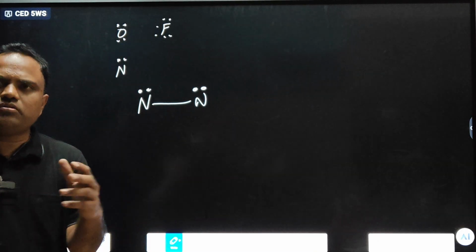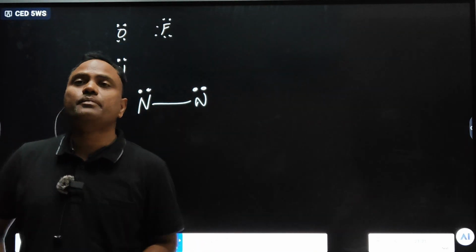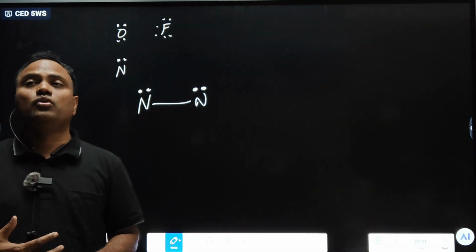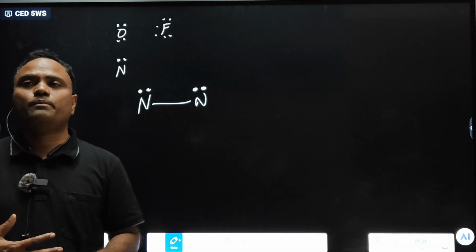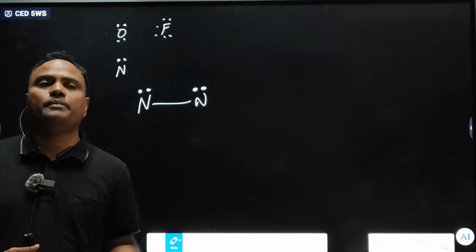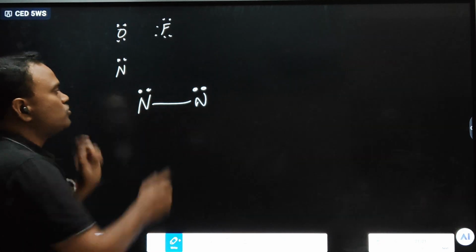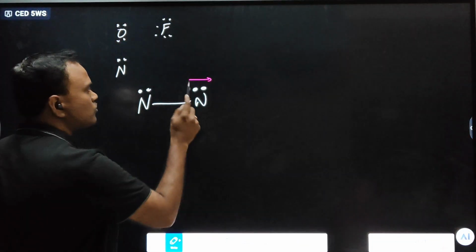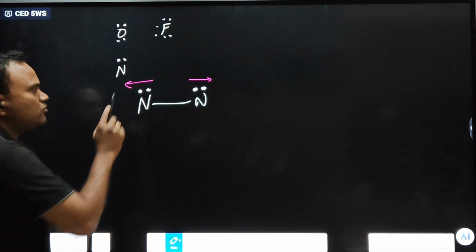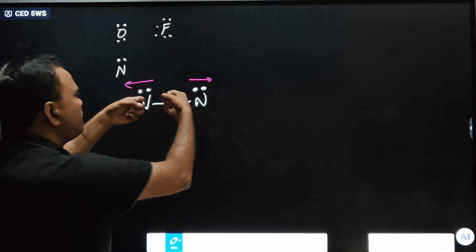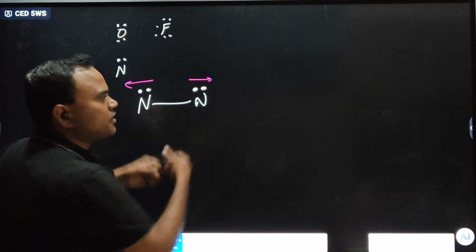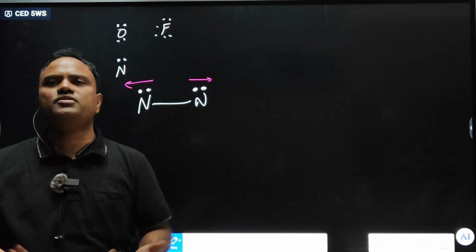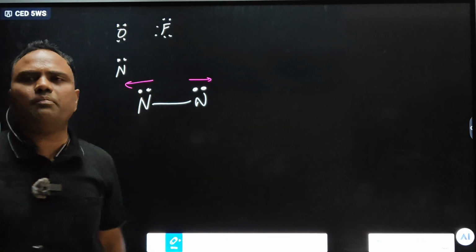You tell me, you know VSEPR theory? Yes. Valence shell electron pair repulsion theory. What is the order of repulsions there? Lone pair-lone pair repulsion, lone pair-bond pair, and bond pair-bond pair. These two lone pairs try to repel each other. This lone pair tries to move this side, this lone pair tries to move this side. Clear? So they try to move in opposite directions because they repel. An electron pair means electrons only, and electrons mean negative charge.